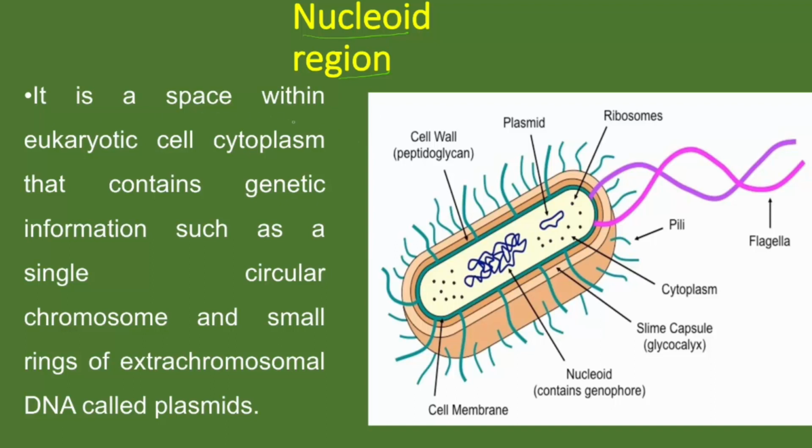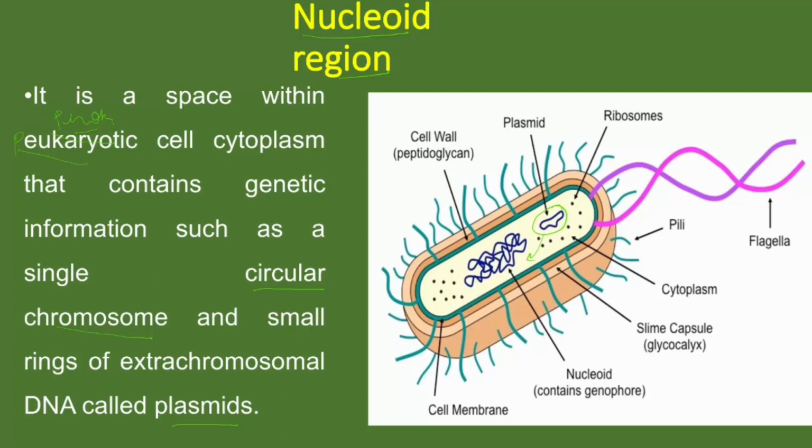Fine. It is a space within the prokaryotic cell cytoplasm that contains genetic information such as the single circular chromosome. It has a single circular chromosome. It is prokaryotic, not eukaryotic, and a small ring of extrachromosomal DNA called the plasmid. Here you can see this is the plasmid. It is extrachromosomal, means it is not part of this DNA. It is present in the prokaryotic cells only, not in the eukaryotic cell.